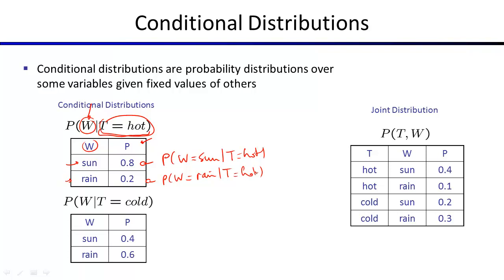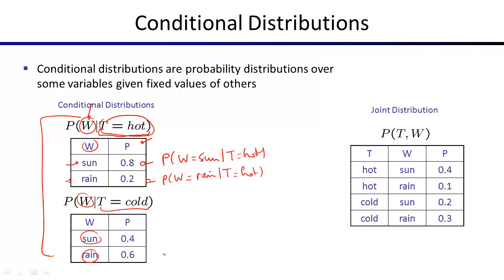You can just as well compute a conditional distribution for T equals cold. And here again, weather is still the variable. You have sun and rain. And then you can combine these together in one big table, which gives you two conditional distributions, which together are the conditional for W given T. So there are two distributions here, and together they make up the conditional for W given T.